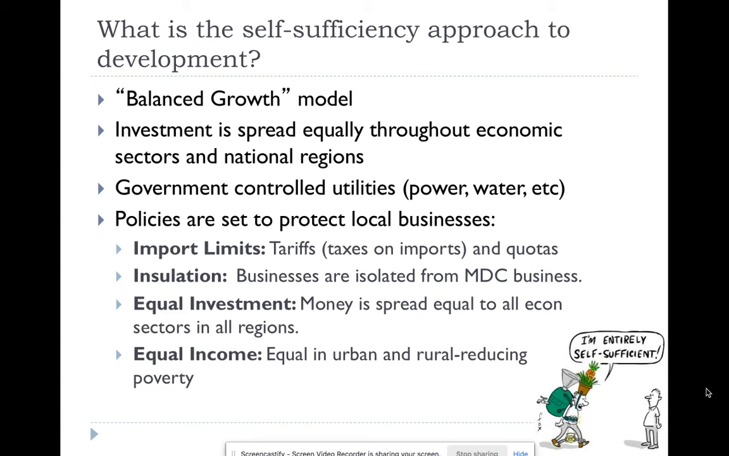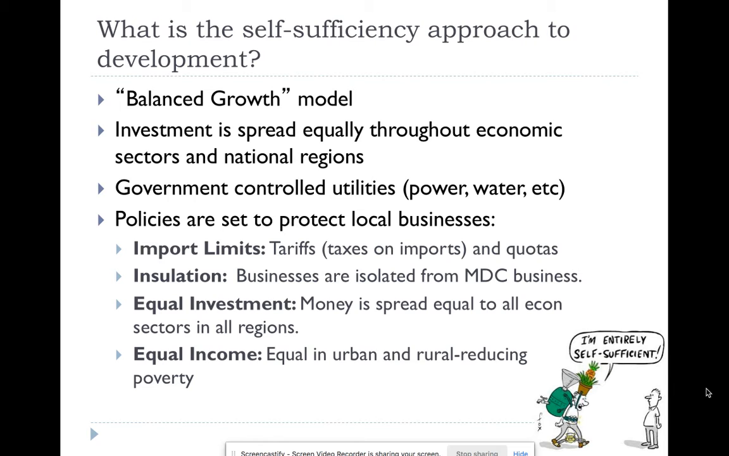When we look at the self-sufficiency approach, the idea of this is it's there to promote balanced growth. All right, the investment is spread out equally through all the economic sectors and equally around the entire country. Government is going to control the utilities, so things like power, water, the electricity. They're going to control those utilities, and then the policies that they put in place are there to protect the local businesses. And so they'll put in protection like import limits. They'll limit the amount of goods that can be imported to their country by putting tariffs or taxes on them or quotas on the amount that can come in.